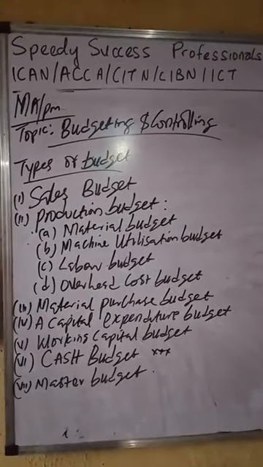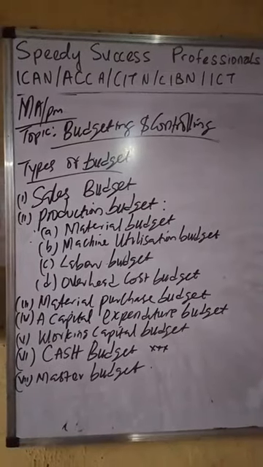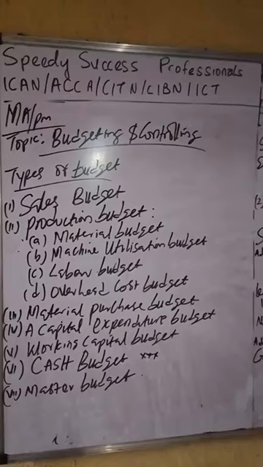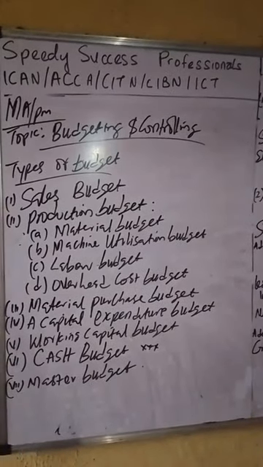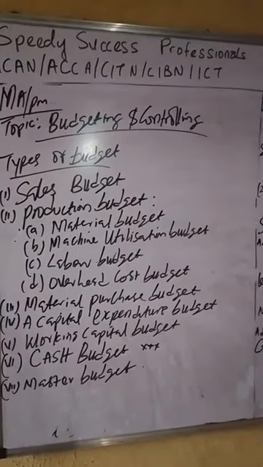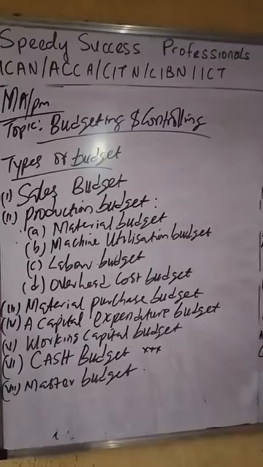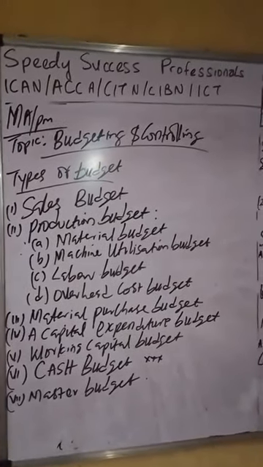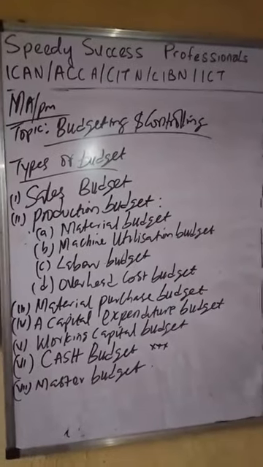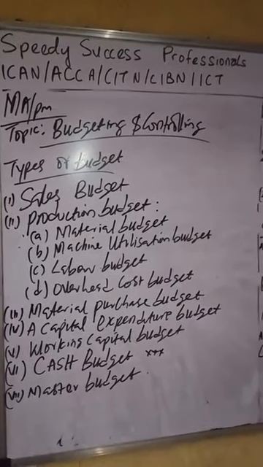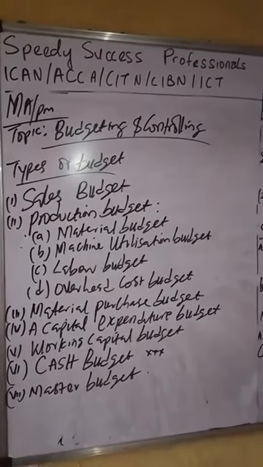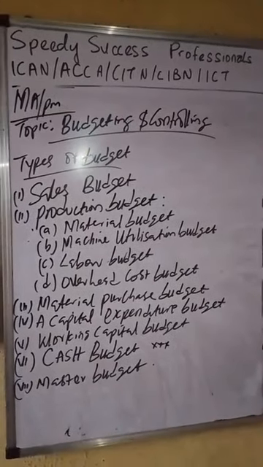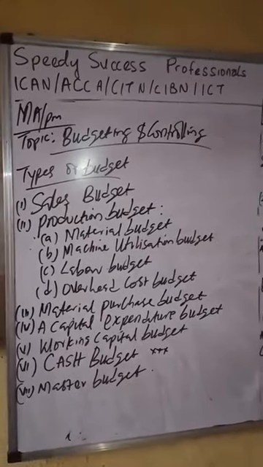Followed by labor budget. Then we have overhead cost budget, material purchase budget, capital expenditure budget, working capital budget, and cash budget. The final one is master budget. Our aim is to discuss the format of some of these budgets, and this is to help as many that may not have got some knowledge about all of this.